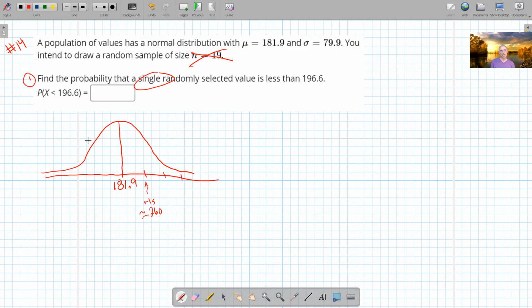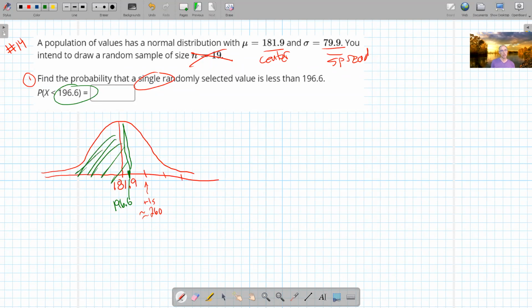And the reason I'm checking that is I'm trying to figure out where does 196 live according to that spread and that center. Okay. Do I have to draw the picture? No, it just kind of helps me wrap my brain around it. So that's like 180-ish. This is 260. So this number right here, 196, has got to be like over here-ish. So I think that's about where 196.6 lives, roughly. And so I want to know what's the probability of getting that number or lower.